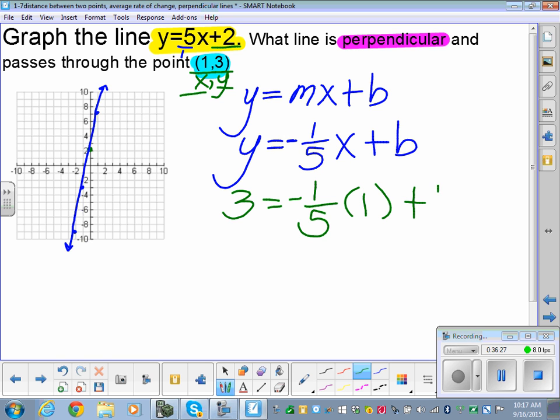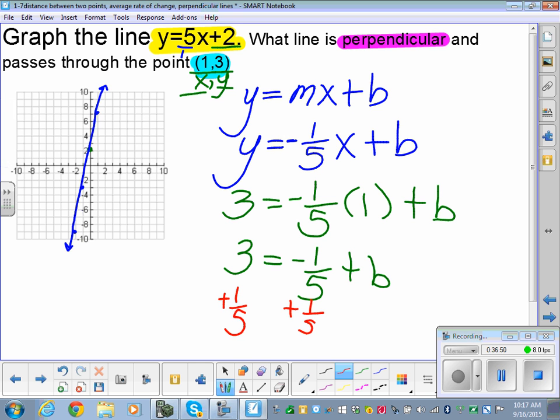So look at it now. Do we know everything except for b? So can we solve for b? Yes. We can solve for the y-intercept. So we have 3 is equal to negative 1/5 times 1 is negative 1/5 plus b. Now we're solving for b, piece by piece. So I'm going to add 1/5 to both sides. So I want the fraction for this one. So you'll do 3 plus 1/5. So b is equal to, you'll do it on your calculator. Most of you don't know how to do it by hand. And then you'll change it to a fraction and you get 16/5.